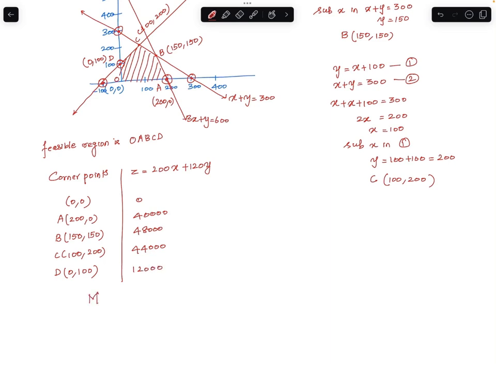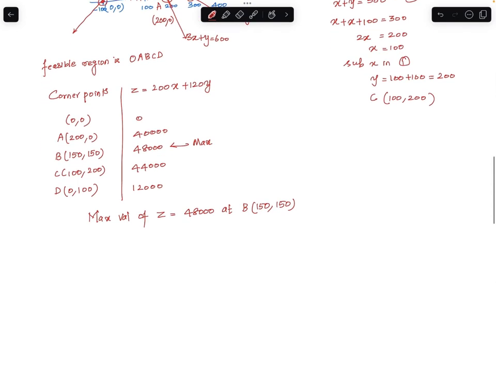So the maximum value of Z is 48,000 at B 150, 150. Which means that x has to be 150. That is, the number of type A sweaters should be 150. Y equal to 150, which means the number of type B sweaters should be 150 to get a maximum profit.